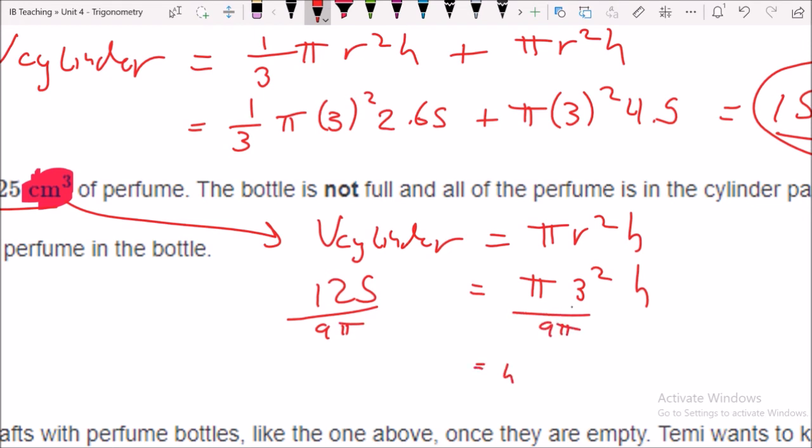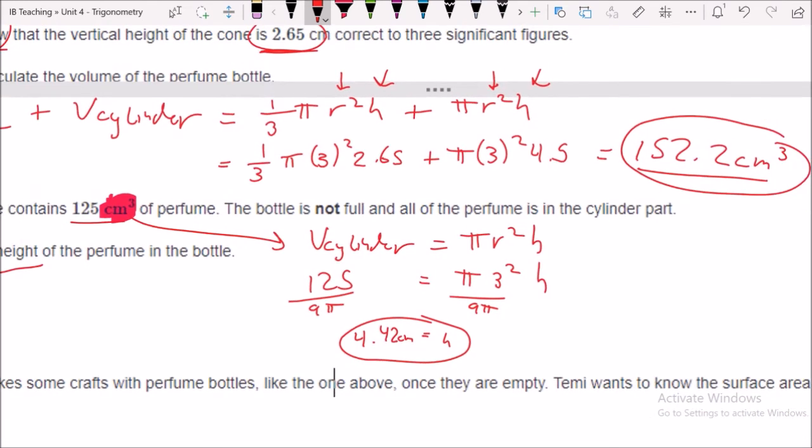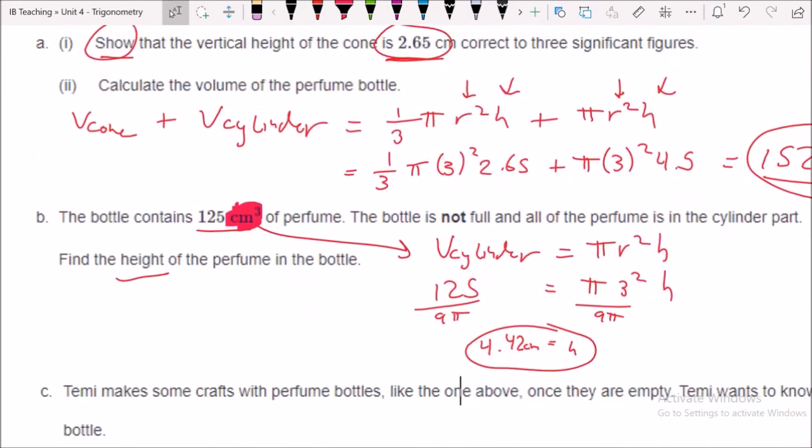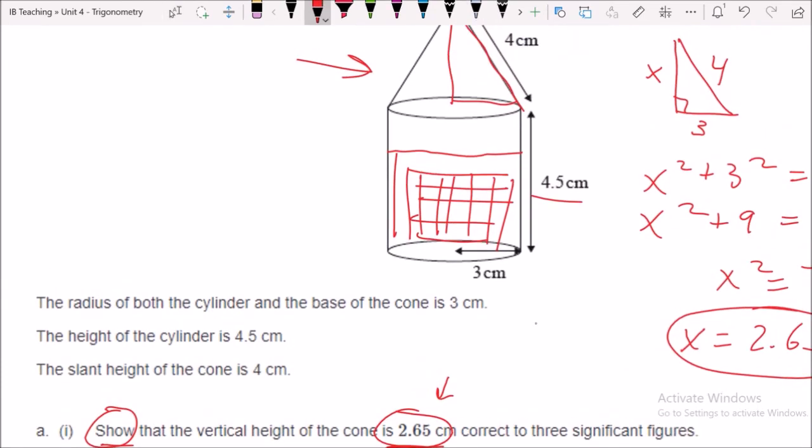And so this question turns out to be fairly quick, actually. 125 divided by 9 pi. Make sure you put parentheses around your 9 pi, please, so your calculator understands you correctly. And what I just got is 4.42 centimeters. Okay, let's consider what that would look like in the actual bottle and see if that makes sense. So they said 125 is the volume, and so it is full to 4.42, so it's almost full up to here, is what they're saying. Okay, I think that makes good sense. Let's keep going.